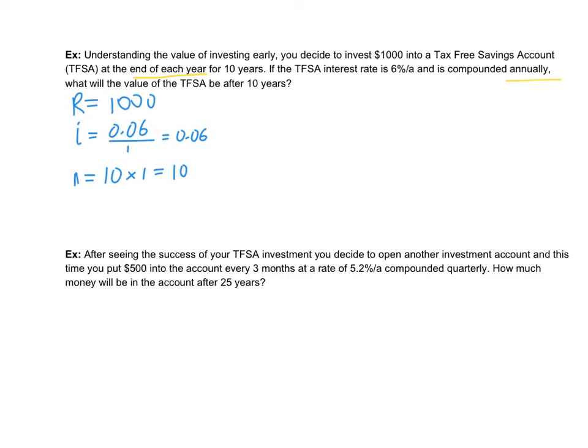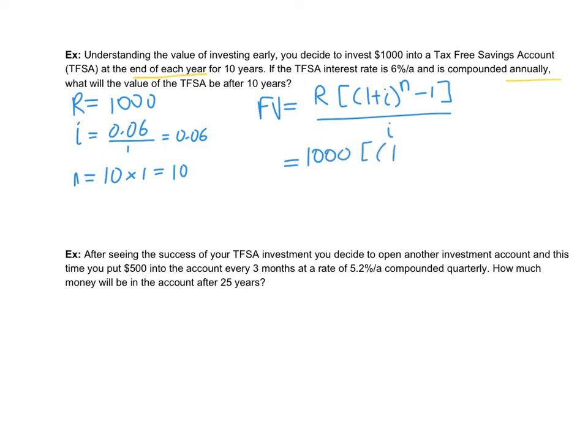So now we can put this into our future value formula. So R times (1 plus I to the power of n, subtract 1) all over I. Let's fill in the blanks here. So our regular deposits is 1,000. We have 1 plus 0.06, and if you want to simplify that to 1.06 right away, that's fine. To the power of 10, subtract 1, all over I, which is 0.06.